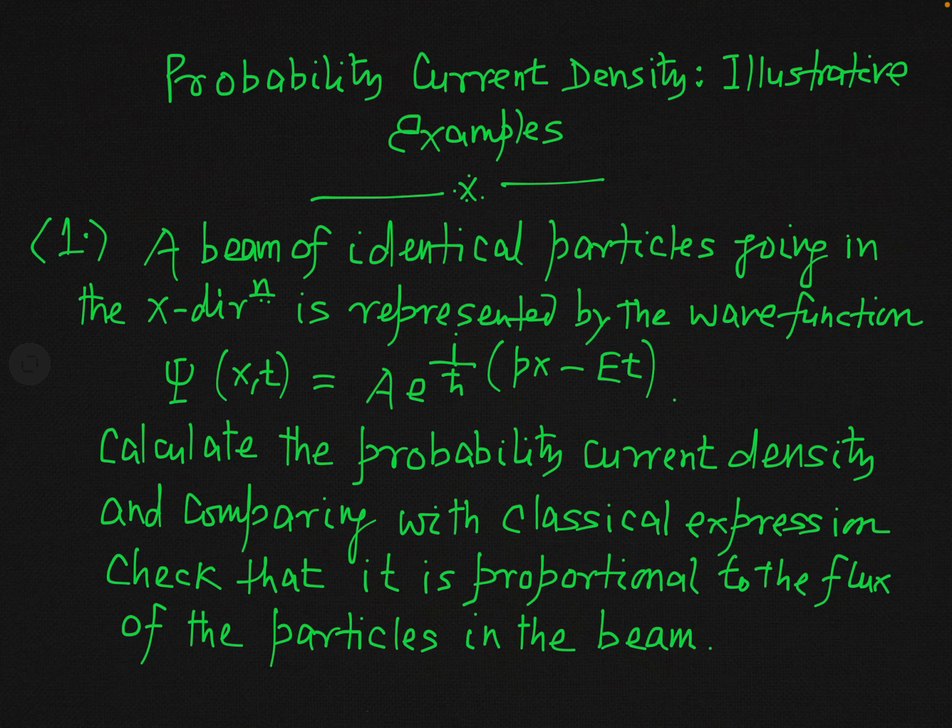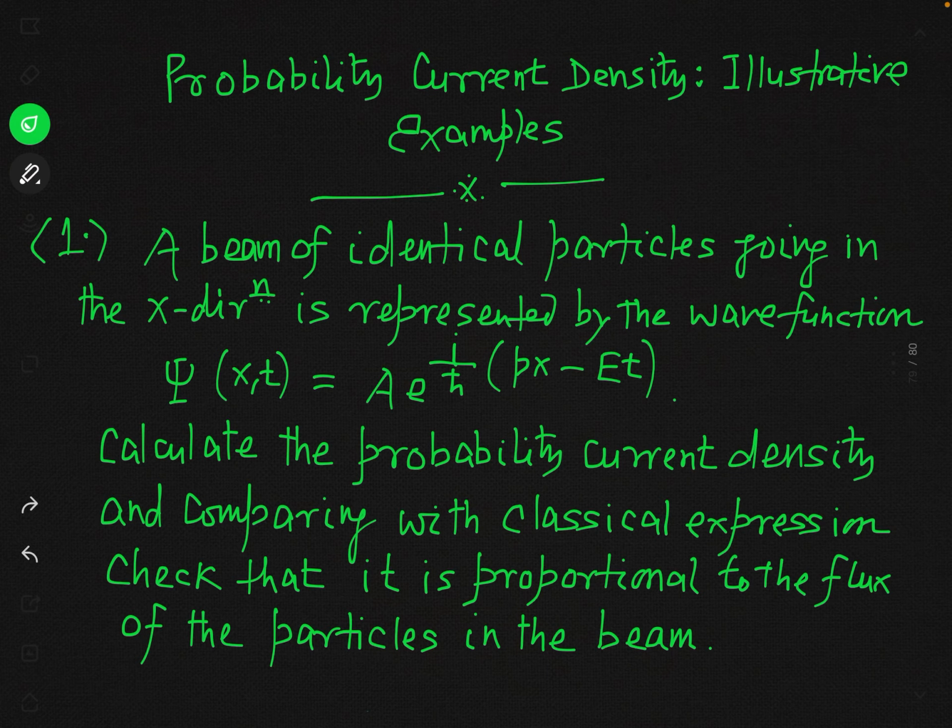In the first example, I have taken a beam of identical particles going in the x direction, represented by the wave function psi of x,t equal to A e to the power i over h cross times (px minus Et). Here A is a constant. Now we have to calculate the probability current density and, comparing with the classical expression, check that this probability current density is proportional to the flux of the particles in the beam.